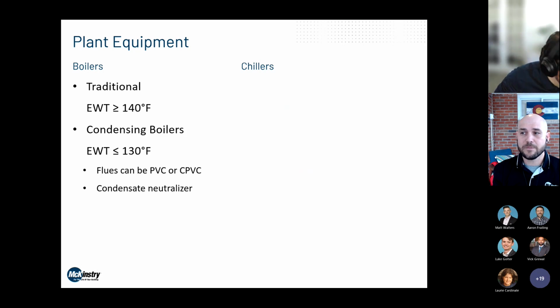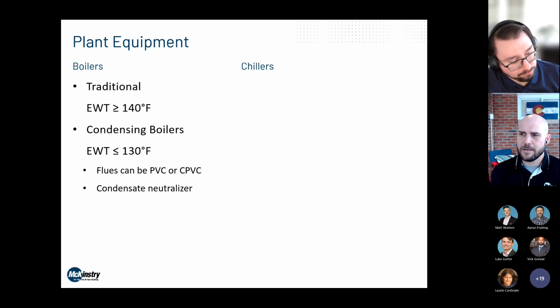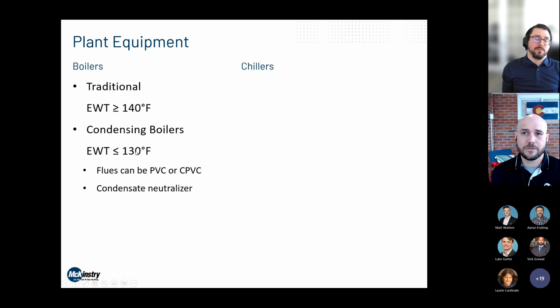And if you had a condensing boiler, in order to capture the efficiency of the condensing boiler, which is to say that you're condensing moisture out of the flue gas, that happens when the entering water temperature is below the dew point of the flue gas. That dew point is somewhere around 127, 129 degrees, something like that. So if your entering water temperature, as a rule of thumb, is below 130 degrees, you're going to be in the condensing range and start to capture that efficiency. The lower the entering water temperature, the better.